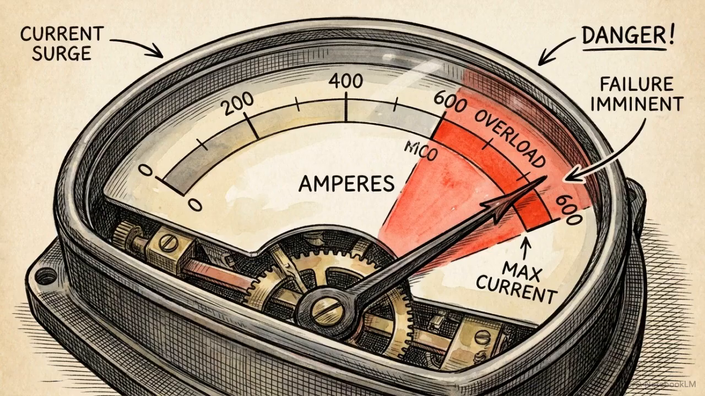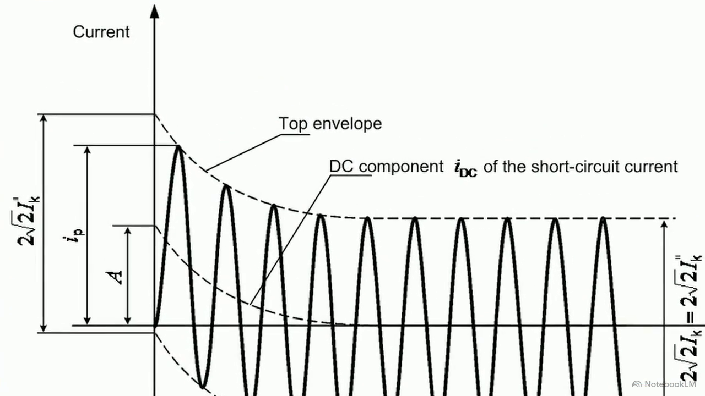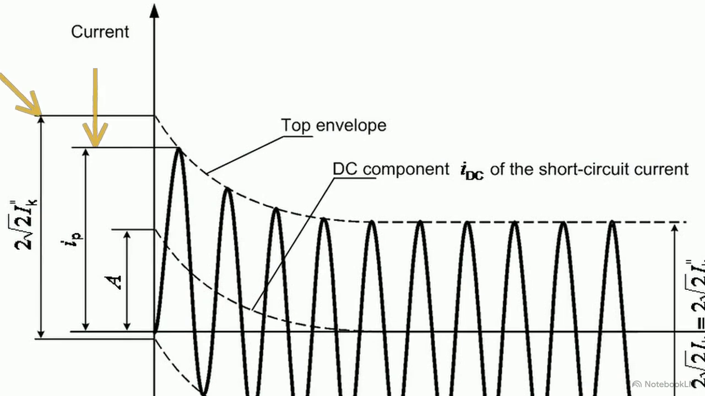To see how this model works, we first have to look at how a short-circuit current actually behaves physically over time. In a far-from-generator fault, the AC component stays constant, with top and bottom envelopes remaining parallel. A decaying DC component, IDC, pushes the waveform off the zero axis initially. This defines two critical calculation targets: the initial symmetric short-circuit current, IK double prime, and peak current, IP.